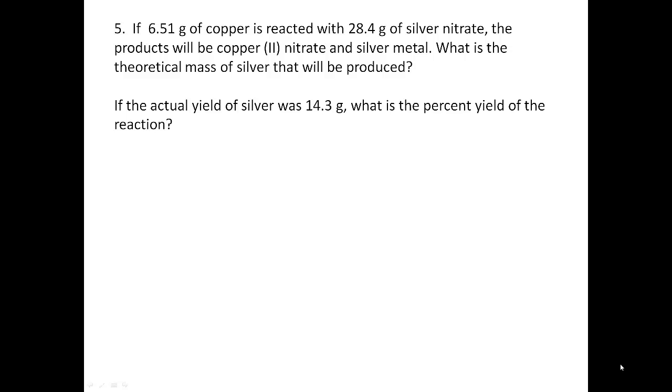Okay, stoichiometry review problem number 5. This is the granddaddy of them all. It looks like they're giving us 2 different reagents, so this is a limiting reagent problem. Let's go through this step by step.